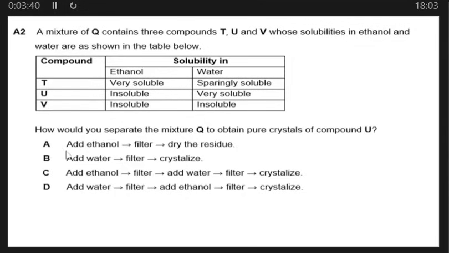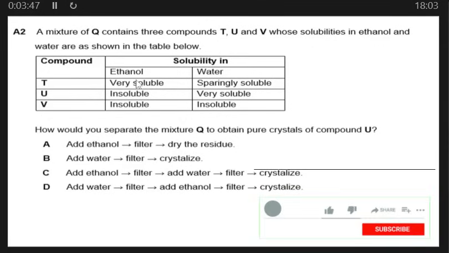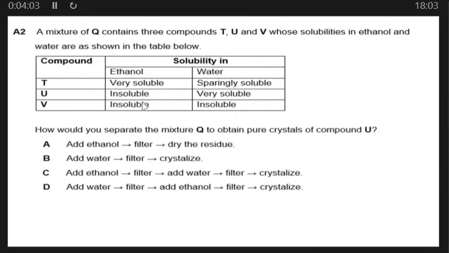So A says, add ethanol. When you add ethanol to Q, what is going to dissolve? Compound T will dissolve. These two will not dissolve, so you remain with these two. Then you filter, and you remain with U and V. So you only get compound T in the filtrate. When you dry, you remain with U and V because these are insoluble. So this is not true. Let's see B.